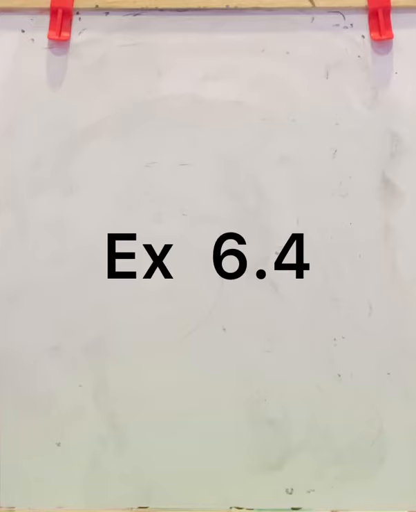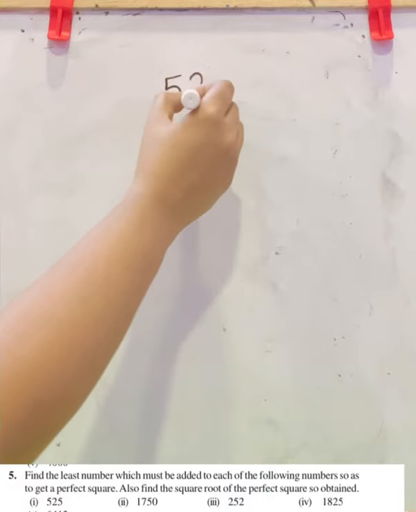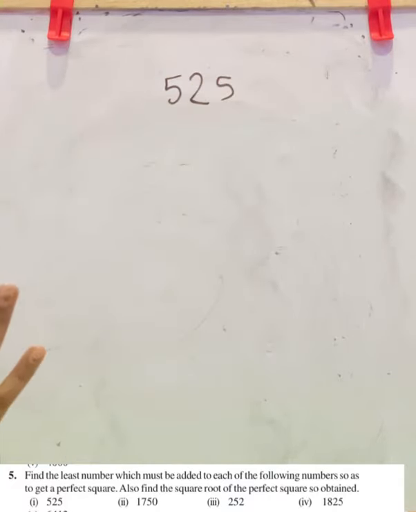Namaste. Today we shall do the remaining questions from exercise 6.4. Find the least number which must be added to each of the following numbers so as to get a perfect square. Also find the square root of the perfect square so obtained. First question, 525. This is not a perfect square.